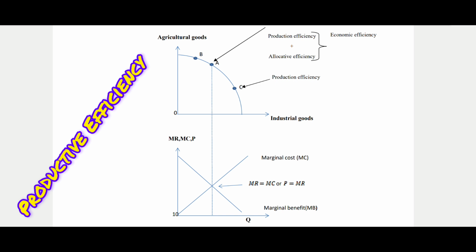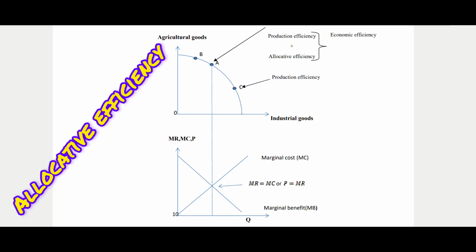Productive efficiency means achieving the maximum output from all resources. This can be shown by any point on the PPF. To achieve productive efficiency, an economy must have full employment and full production. Next, we have allocative efficiency.